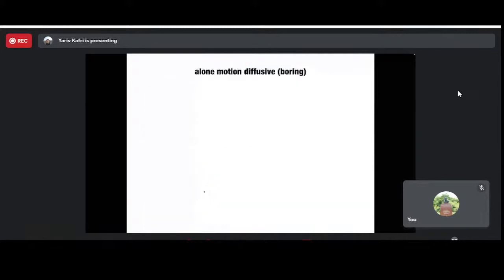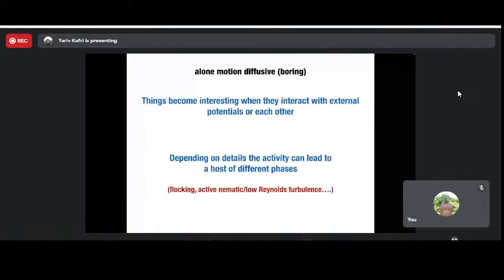So, all very boring. However, it was realized very quickly that once you let them interact, either with an external potential or with each other, they start to display a host of physical phenomena which are very different from what we know from equilibrium. And indeed, depending on the details of the interactions between them, you can find many, many phases. The most famous is maybe the flocking phase of the Vicsek model, studied by Tony Toner, with important contributions also by Sriram Ramaswamy. Active nematics, which display low Reynolds number turbulence. And there's a whole zoo of interesting phenomena associated with these systems.